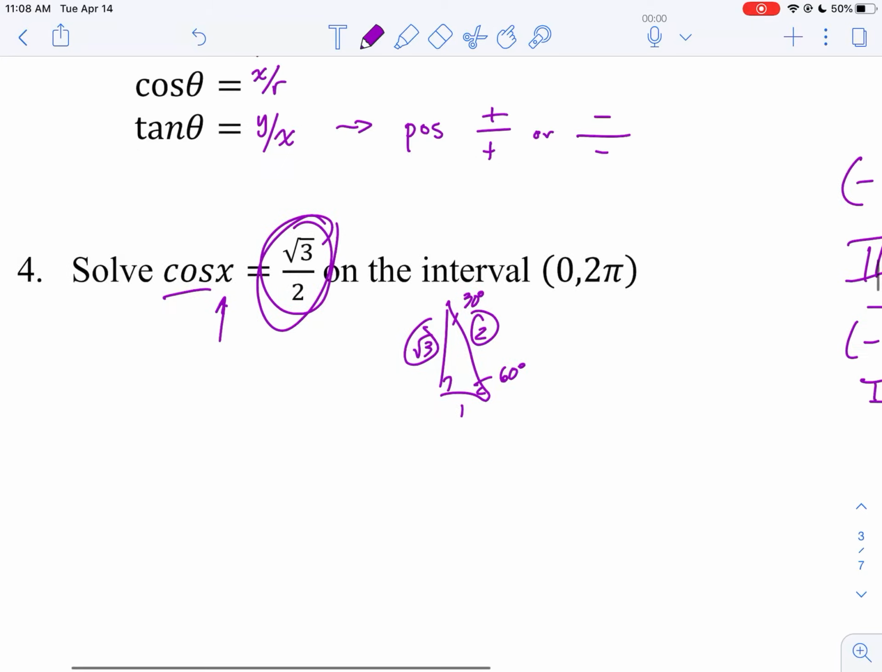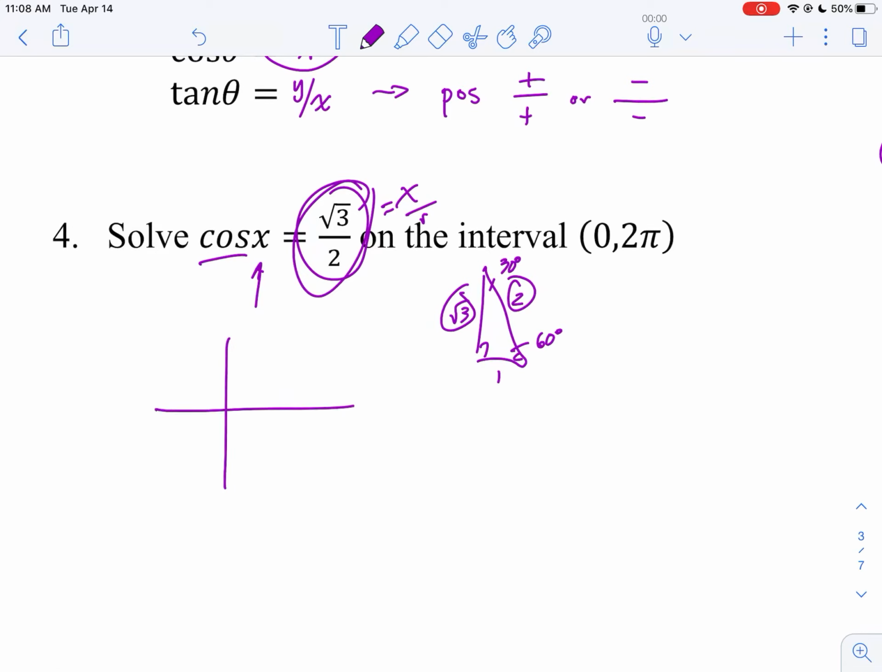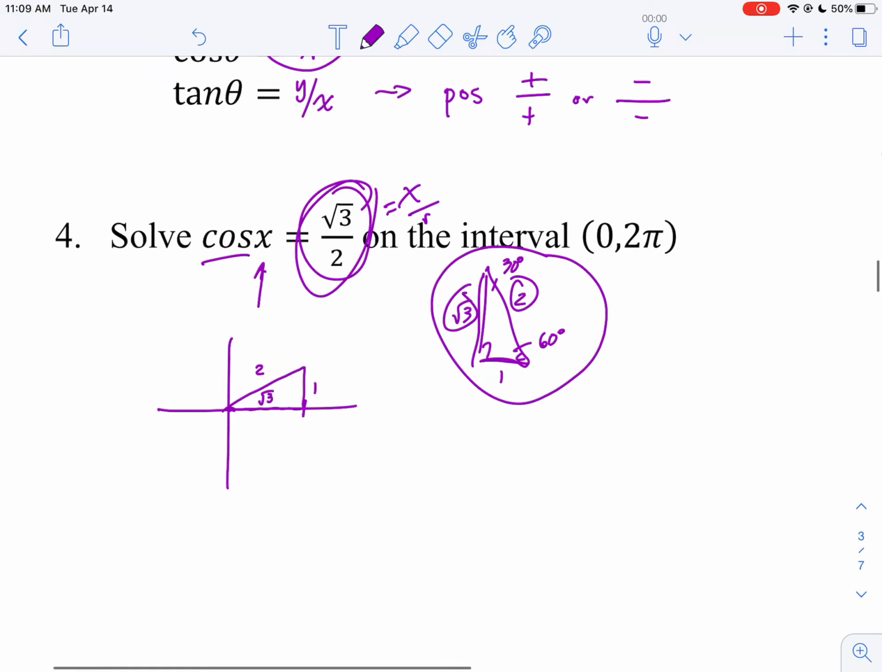Well, cosine is x over r. So how can I set it up so my x is the square root of 3 and my r is 2? Well, let's think this through. If x is going to be the square root of 3, here to here is square root of 3, then my r has to be 2. Hopefully you're able to visualize this with this triangle. This is the long side, so I need my short side to be up and down as 1, and this to be 2.